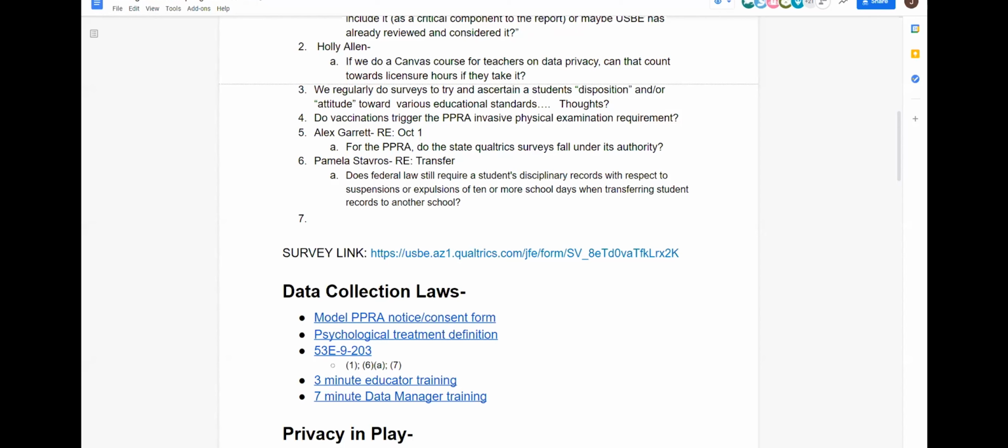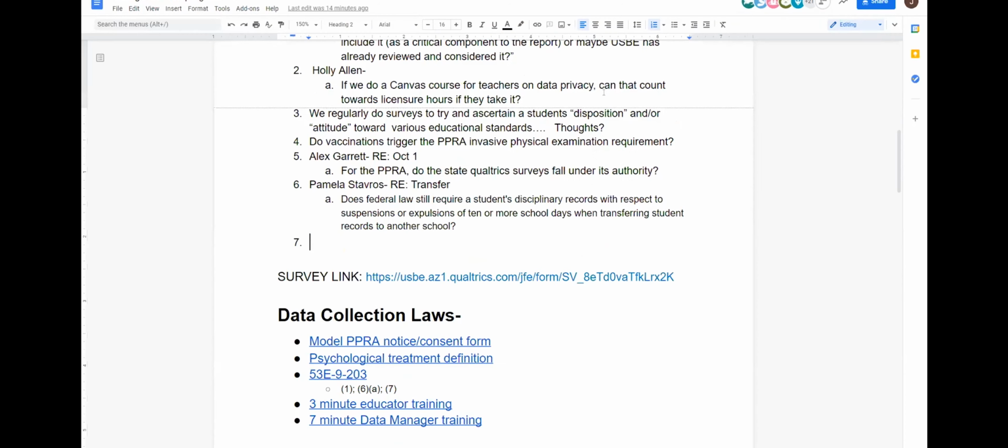Alex asks, for the PPRA, do the state Qualtrics surveys fall under its authority? Yes. We have these conversations, particularly regarding the climate survey. We read all the questions in the climate survey. And I think that's a really good example of one where it matters when you get too personal.